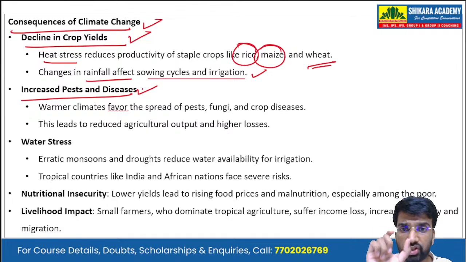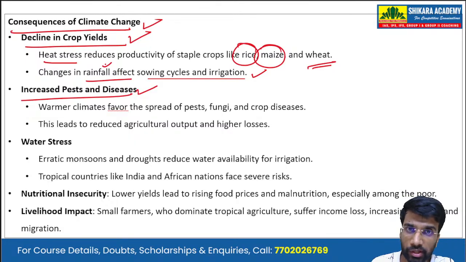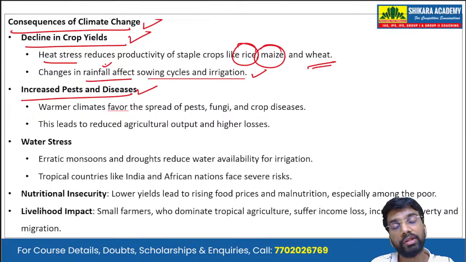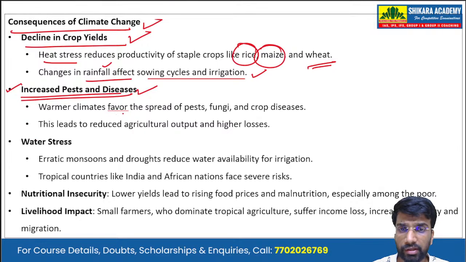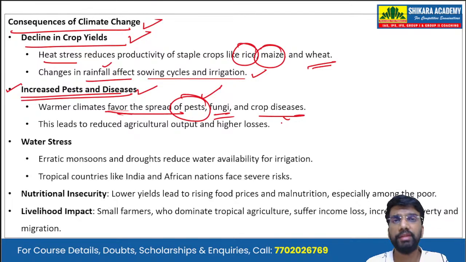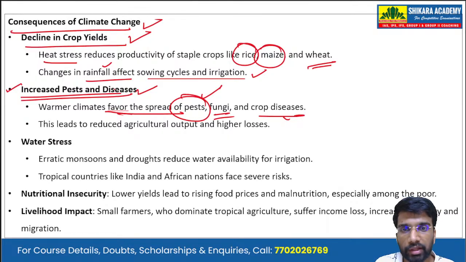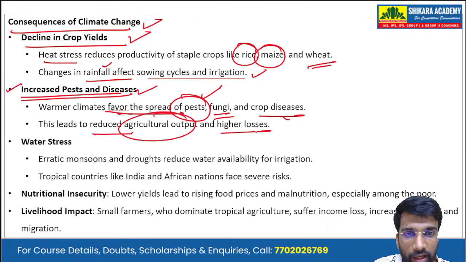The change in the rainfall pattern affects the sowing cycles as well as the irrigation of such crops. If drought-like conditions emerge in many areas because of the climate change, then in such regions more resources are spent on irrigation. Then there are increased pests and diseases. Warmer climates favor the spread of pests, fungi and crop diseases. The crop pathogens and the pests thrive more in the warmer environment, and this leads to reduced agricultural output and higher losses.